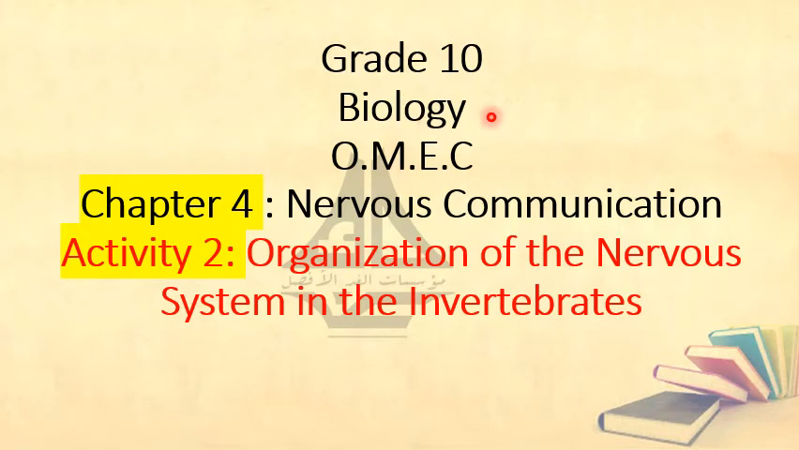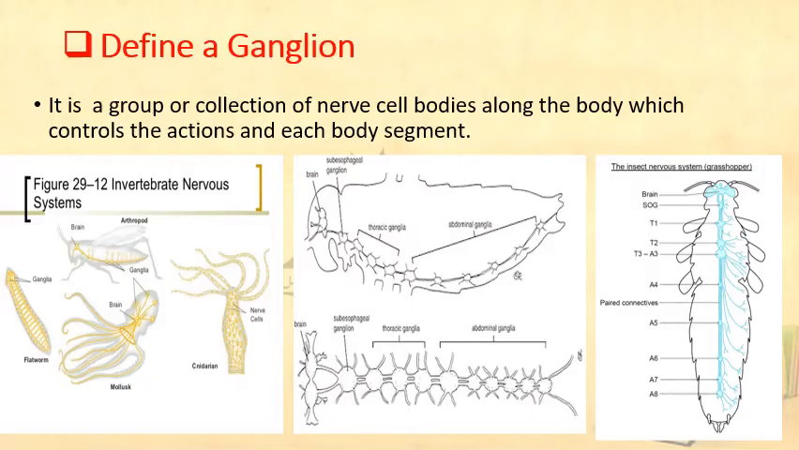Hi everyone. Today we are going to explain activity 2 of chapter 4, which is about the nervous system in the invertebrates. This activity is very simple and doesn't contain a lot of information. If you remember, before talking about the nervous system of the invertebrates, last time we explained the nervous system of the vertebrates. We said that it consists of a brain, spinal cord, and nerves, where the brain and the spinal cord constitute the central nervous system, and the nerves form the peripheral nervous system.